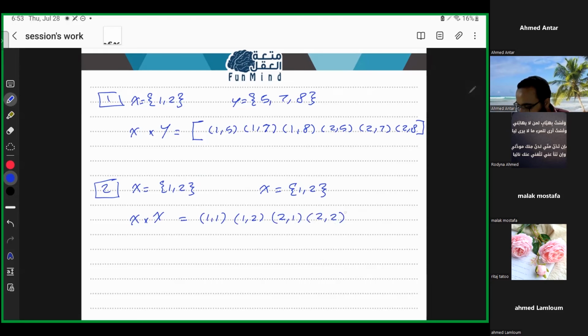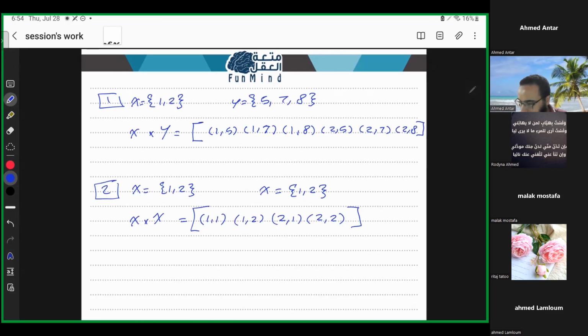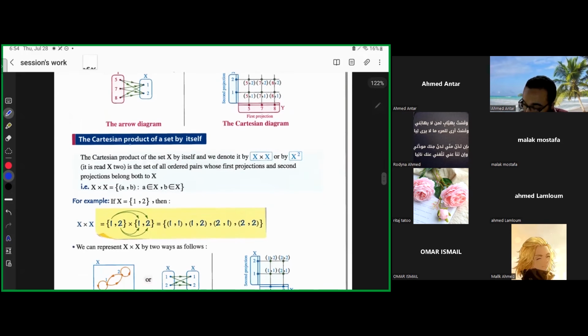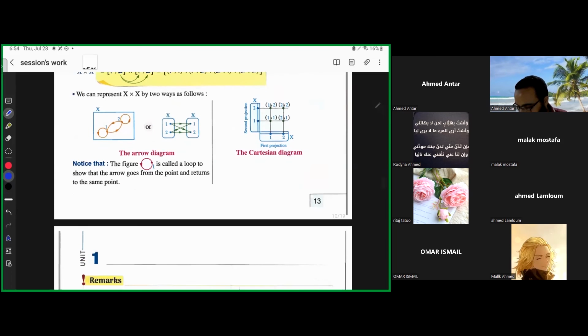واحد يقول لي يا مستر طب وليه كررناهم؟ طب ما هي هنا كانت 1 و2 هنا 2 1. ليه كررناهم؟ هما زي بعض. اقول له لا 1 and 2 حاجه و2 and 1 حاجه، دول مش قد بعض خالص. تمام؟ This is the Cartesian product of a set by itself. Also, you can do it by the arrow way or the arrow diagram, and also you can do it by the Cartesian diagram. Both are correct.